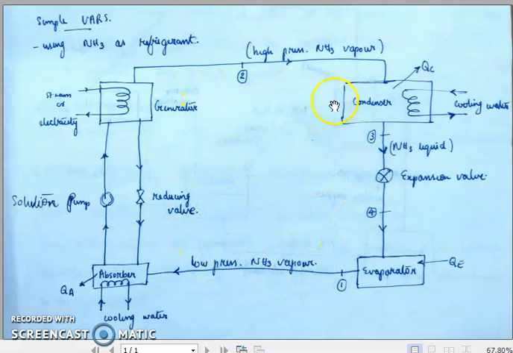Okay, so all of you learn this diagram. You have to draw this diagram when you are writing the explanation.